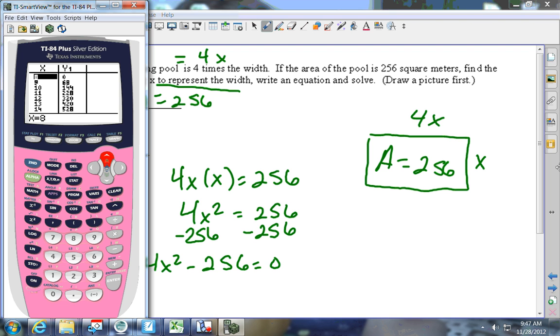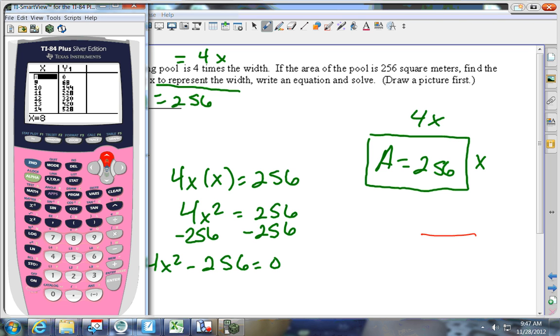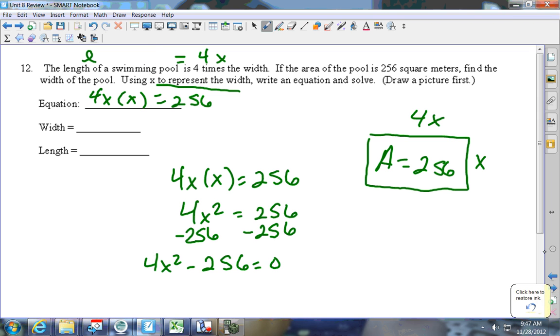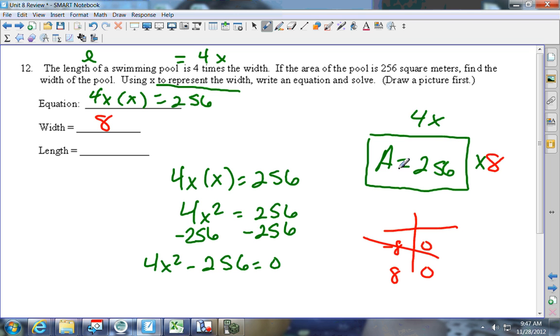And the other one, when you look in the table, it'll have -8, 0 and positive 8, 0. We don't need the negative. That means my width is 8. If the width is 8, what's the length? 4 times 8? 32.